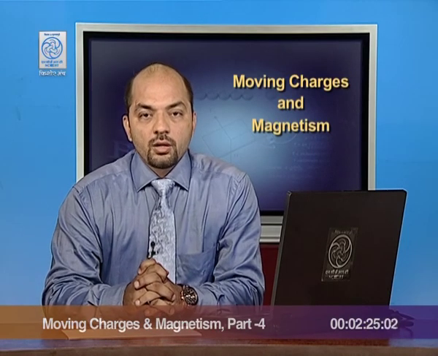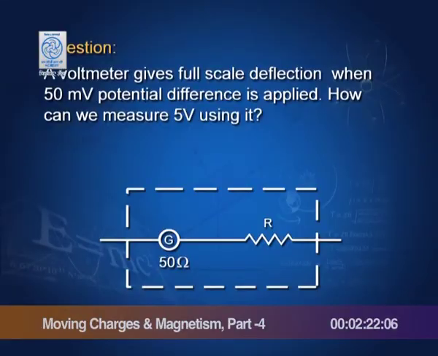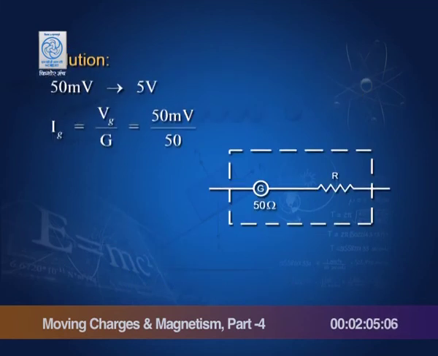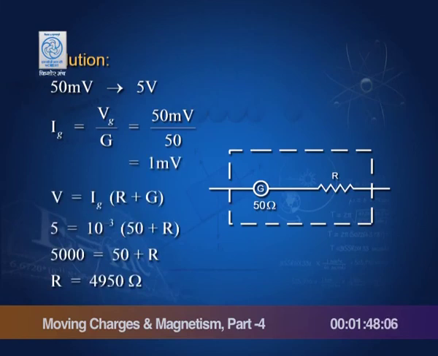Let us study another numerical in which we have to convert a galvanometer of 50 ohm resistance into a voltmeter of 5 volt, when this galvanometer gives us full scale deflection at 50 millivolt. In this situation, the maximum current through the galvanometer, Ig, equals Vg divided by the resistance of the galvanometer, as the maximum potential difference Vg is 50 millivolt. So, Ig equals 50 into 10 to the power minus 3 divided by 50, which equals 10 to the power minus 3 ampere.